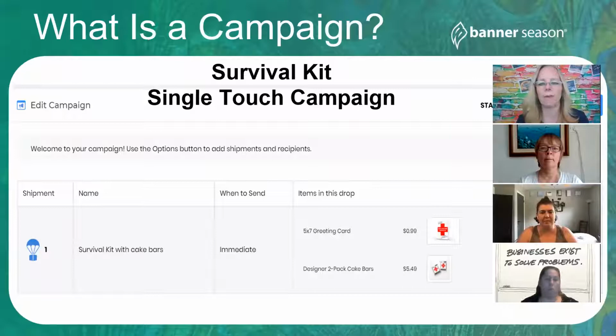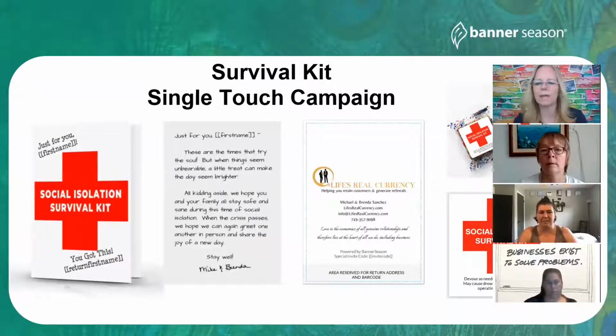Then we have this survival kit. This has gotten a lot of laughs and a lot of social media traction, and I'll show you that in a minute. But everybody needs a good laugh right now, and it's our survival kit card with cake bars. And again, this is set up as a campaign, so I just have to add a recipient, and this automatically goes out. This is what that campaign looks like, and I love the brownies or the cake bars and what they say. It says devour as needed for social anxiety, may cause drowsiness, use caution when using a television remote. And I absolutely love it.